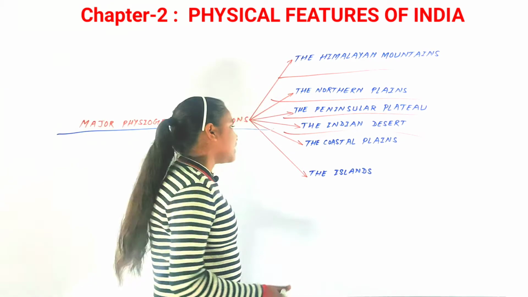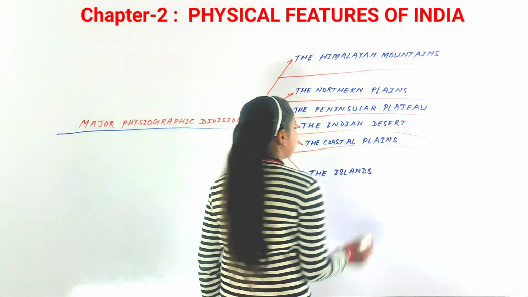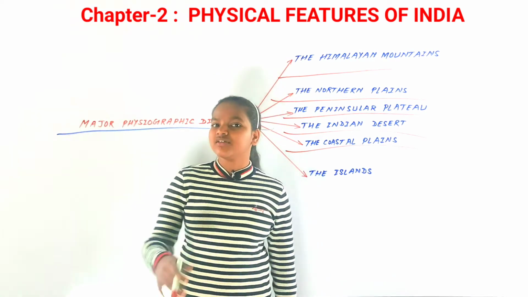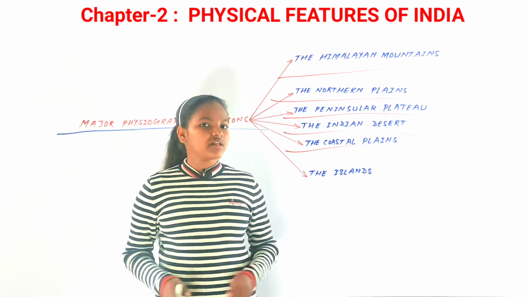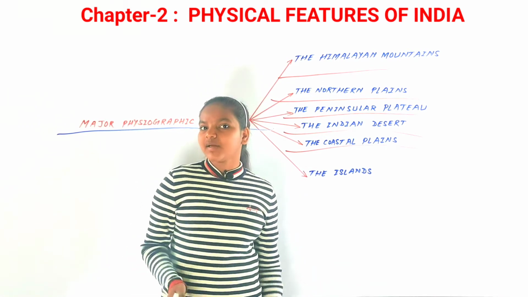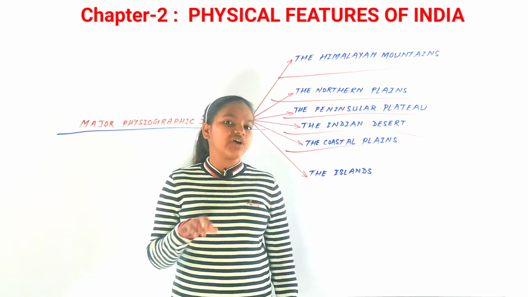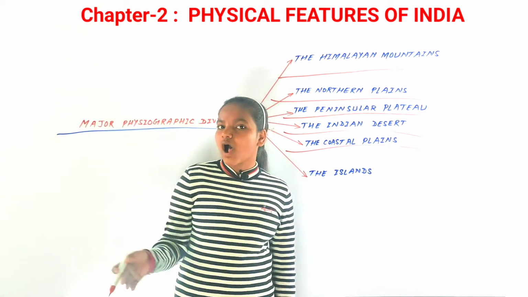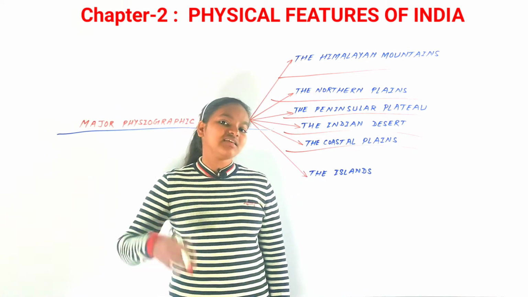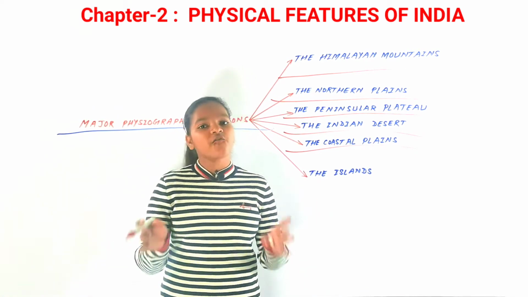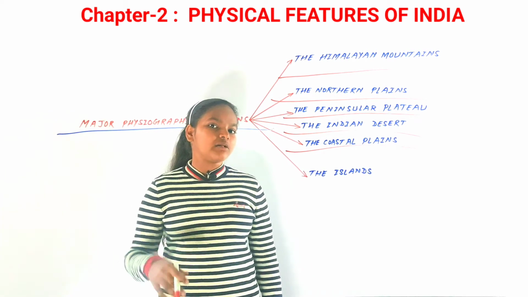Now the next topic is the coastal plains. As you can guess from the name, the coastal plains, as we looked at in the case of the Peninsula Plateau, are flanked by a stretch of coastal plains along the Western Ghats as well as the Eastern Ghats, in the southwestern and southeastern parts of our country, of the Peninsula Plateau.